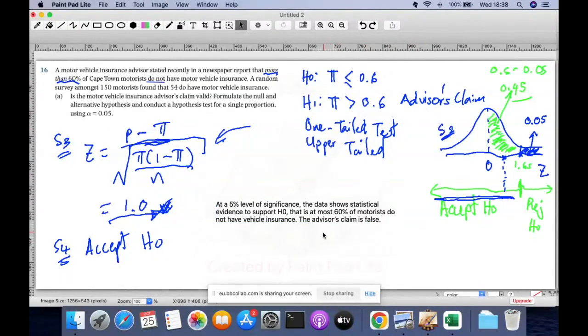That's why I always like to write in step 1 where the claim is. It makes it really easy in the end to conclude. So you read this out: at a 5% level of significance, the data shows statistical evidence to support H0, because we are accepting H0. And H0 is saying that at most 60% of motorists do not have vehicle insurance. Or you could just say motorists that do not have insurance will not exceed 60%. It's up to you, but for me, this is the most efficient way to write it. And you're saying that the advisor's claim is false.